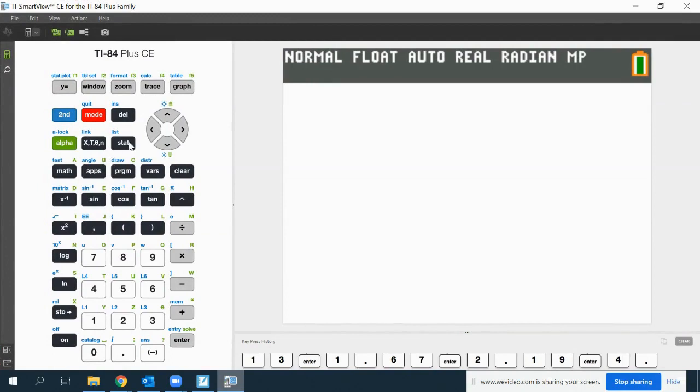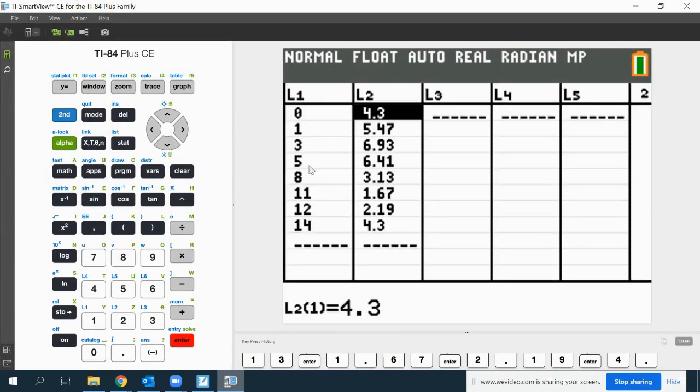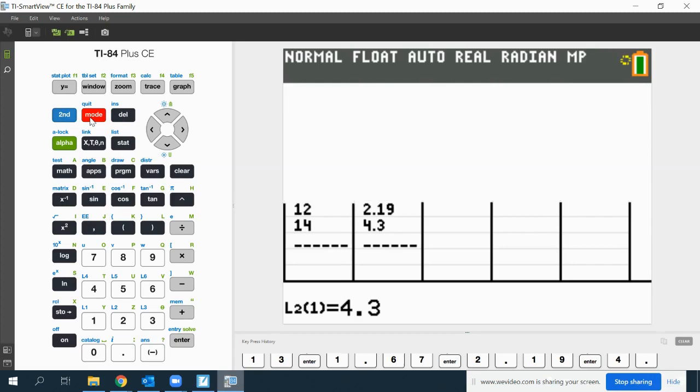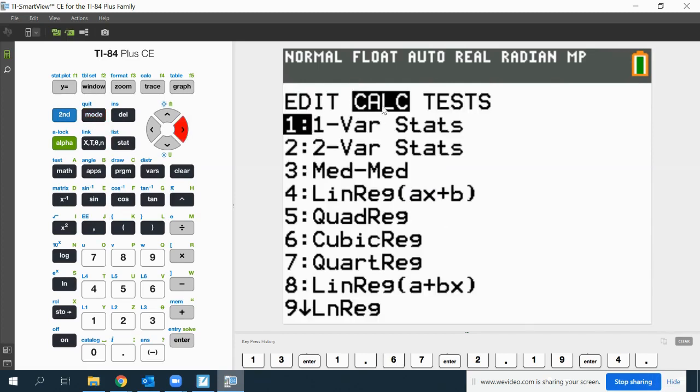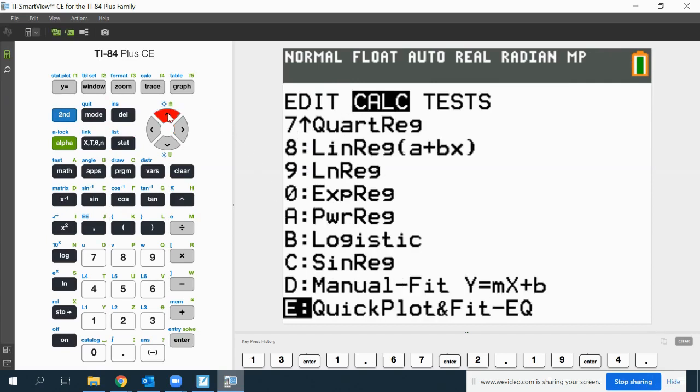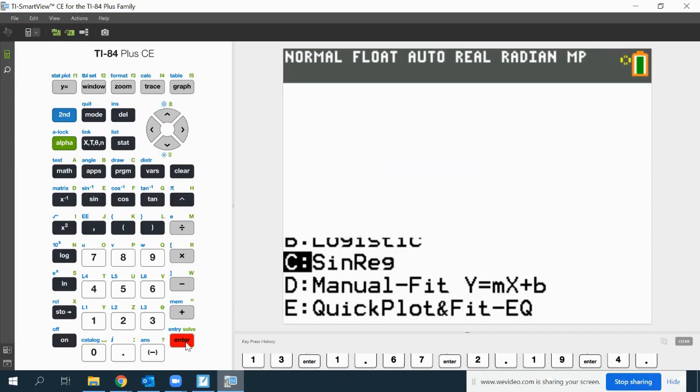So we would go to the stat button and then edit, stat edit, and then all of your X values would go in L1 and all of your Y values would go in L2. I've already taken the liberty of typing all these in. Then second quit to go back to the main screen, stat, hit the right arrow to go to calculate, and then you have to find the sinusoidal regression. That's letter C on your TI-84s.